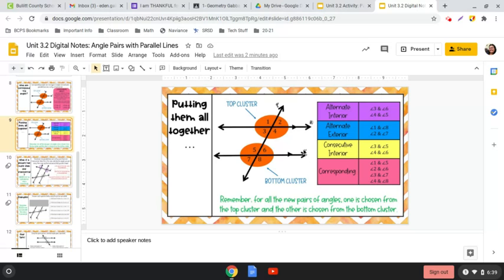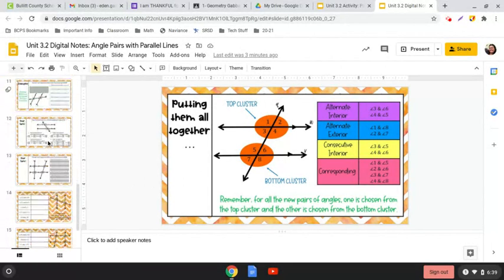And then corresponding angles are in the same place, just on opposite clusters. So we have our top cluster here and our bottom cluster here, and our corresponding angles are going to be in the same spot. So if we look at this top cluster, if we look at number 1, if we look at this bottom cluster, number 5 is in the same spot. They're corresponding.